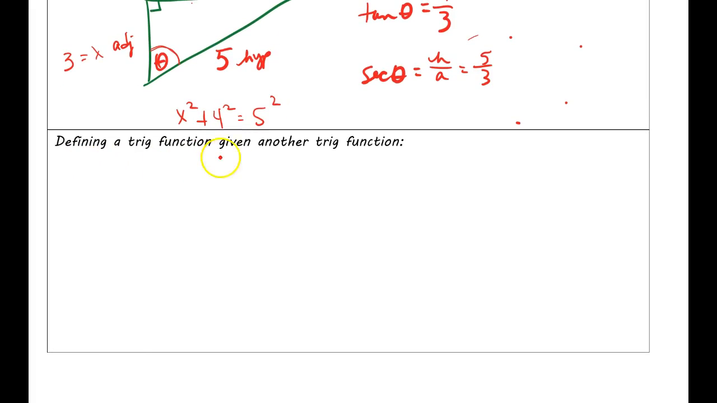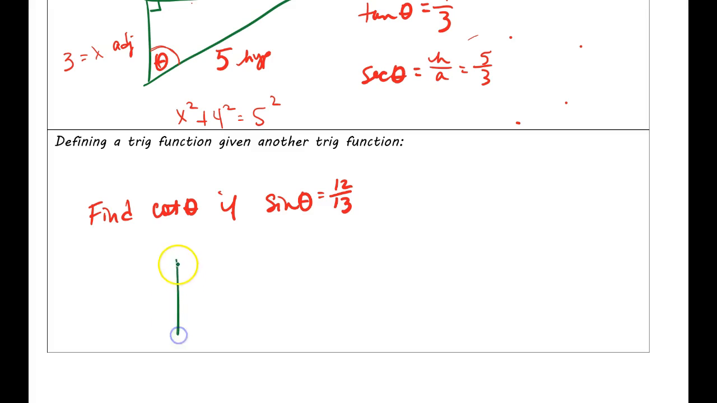Now, defining a trig function given another trig function. So sometimes it's going to say, okay, smarty pants, find the cotangent of theta if the sine of theta is 12/13. If you're given this, then you just want to draw your own triangle. That's my recommendation. Draw your own triangle. I don't even care what it looks like.